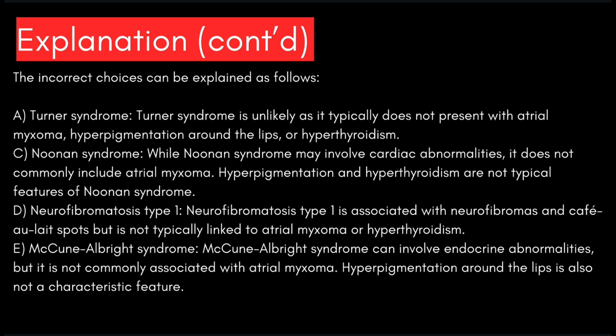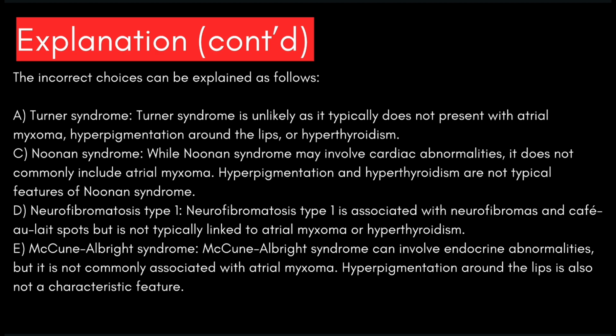The incorrect choices can be explained as follows. Turner syndrome. Turner syndrome is unlikely as it typically does not present with hyperpigmentation around the lips, or hyperthyroidism. C. Noonan syndrome. While Noonan syndrome may involve cardiac abnormalities, it does not commonly include hyperpigmentation, and hyperthyroidism is not a typical feature of Noonan syndrome.